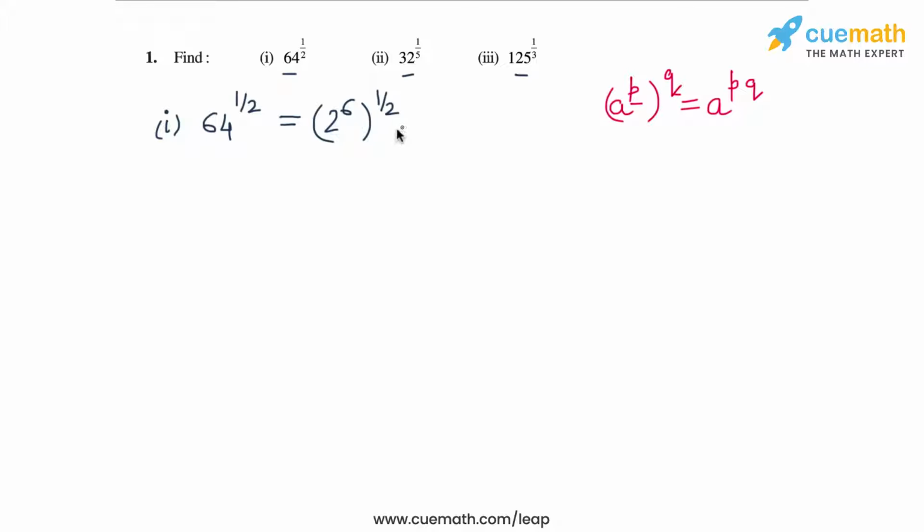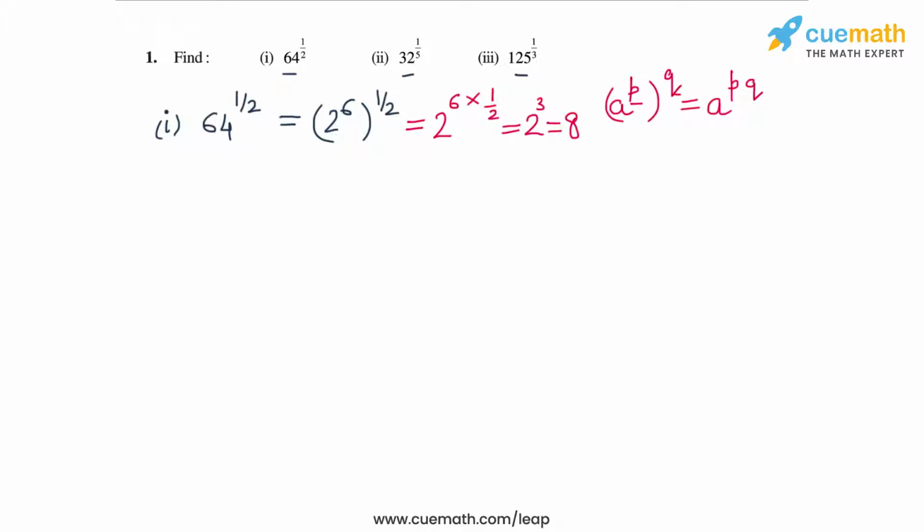So in this case, 2 to the 6 to the half will be 2 to the 6 into half, or 2 to the 3, because 6 into half is 3. And 2 to the 3 is equal to 8. So the value of this term is 8.